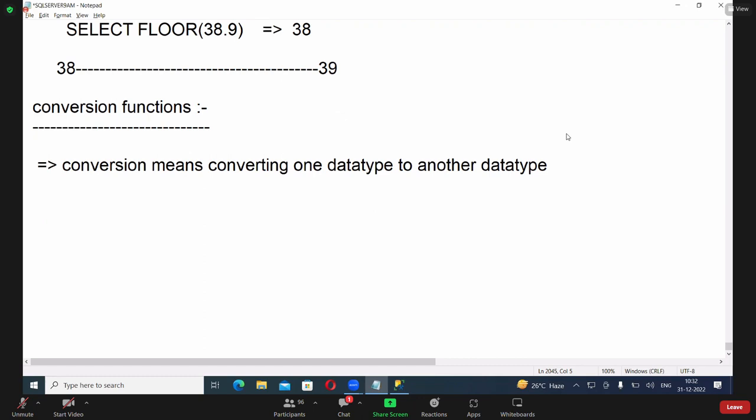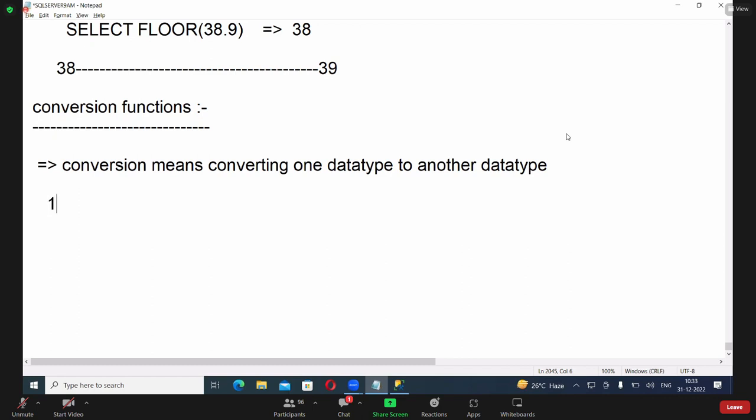Sometimes you want to convert a number to character. The number is there, but you want to convert it to character. Or you want to convert a date to character, a string to number, a character to number, or a character to date. If you want to convert from one type to another type, we use these conversion functions.